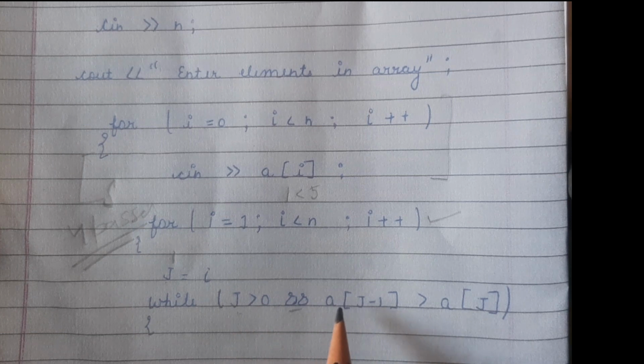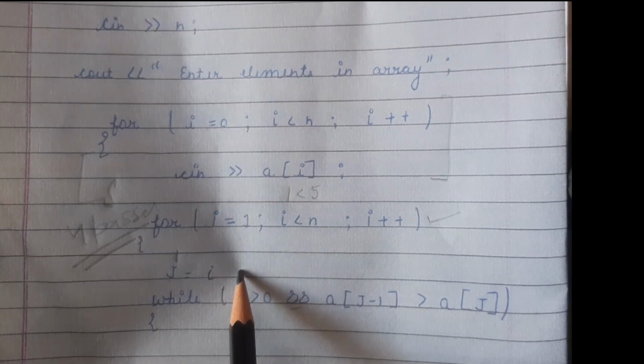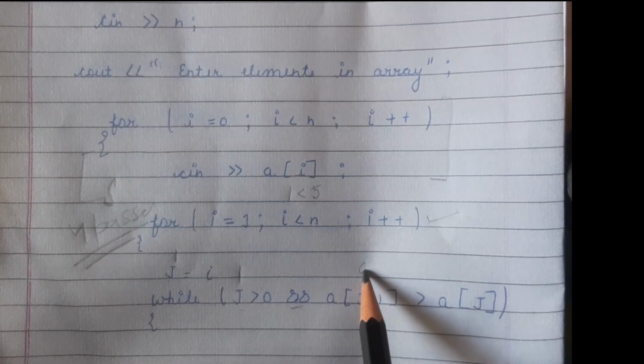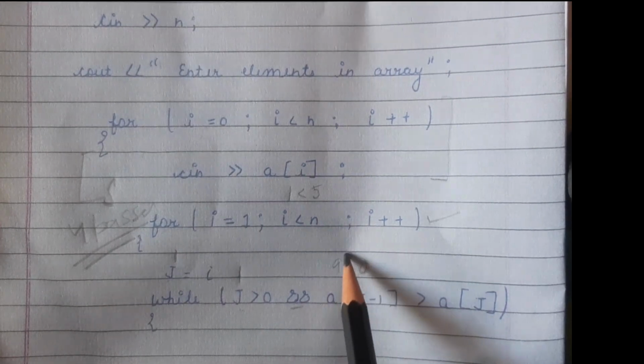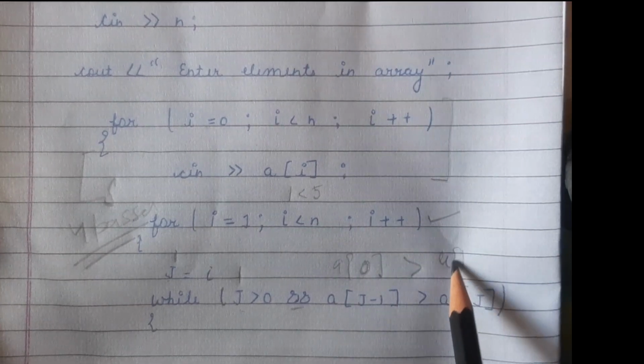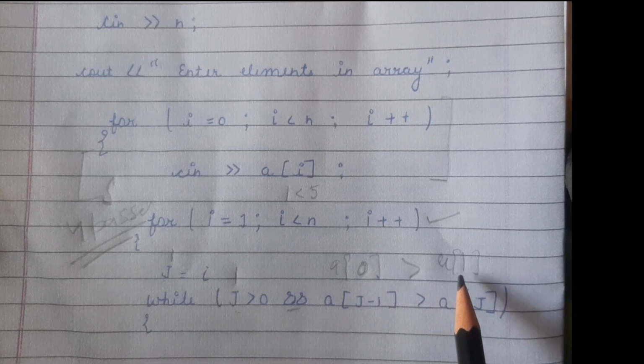Then a of j minus 1 means, at the starting time, j has the value 1. 1 greater than 0, the condition is true. 1 minus 1 means a of 0. A of 0 is greater than a of 1. If the element at index 0 is greater than the first element, it means swapping is required. So in this while loop I perform the swapping.